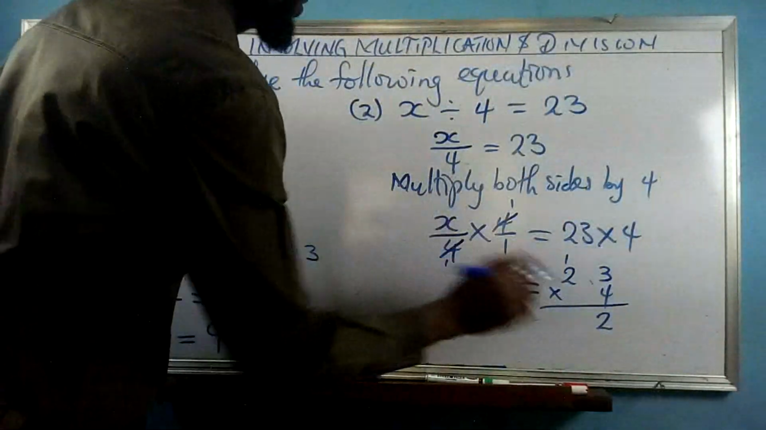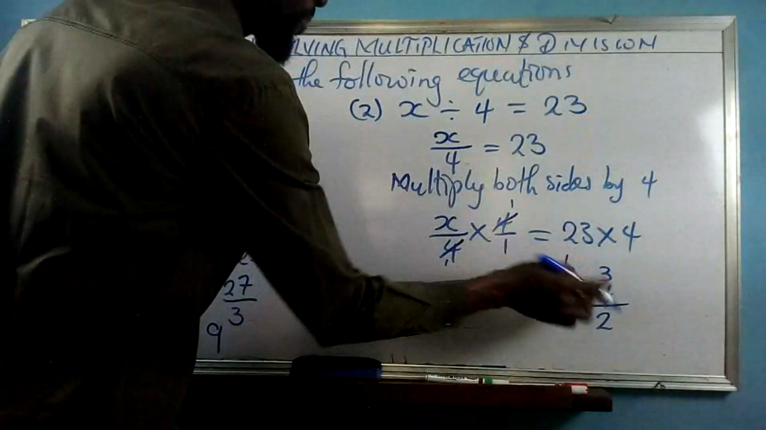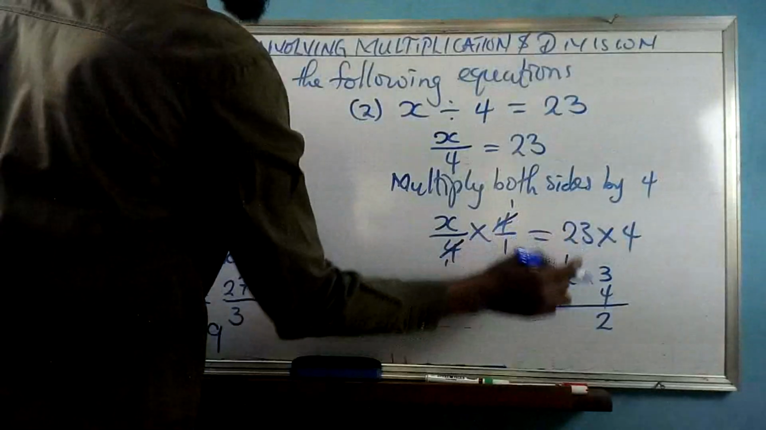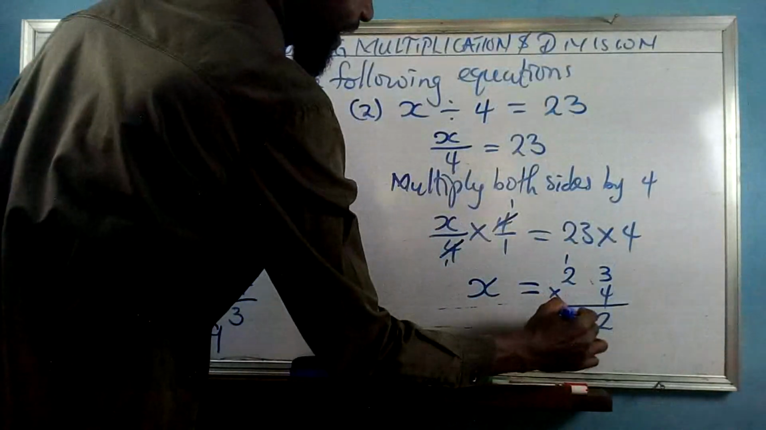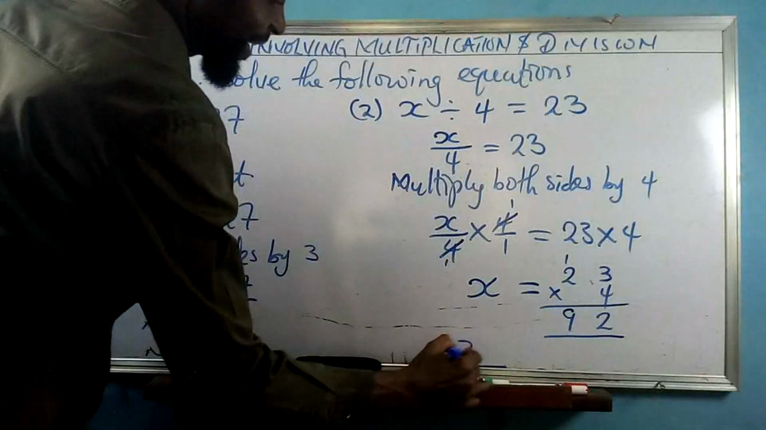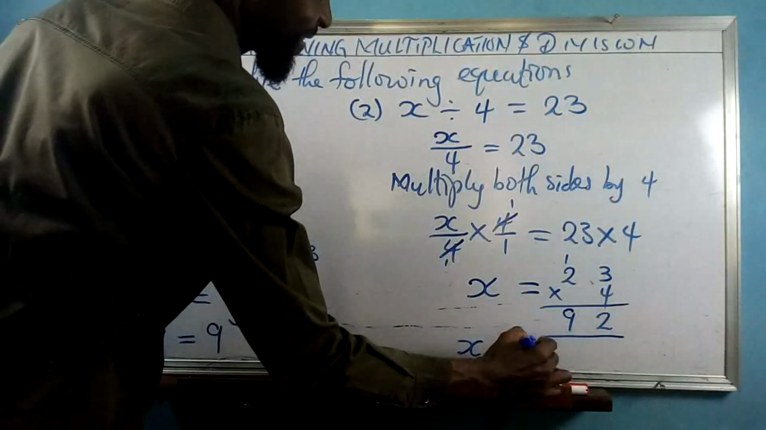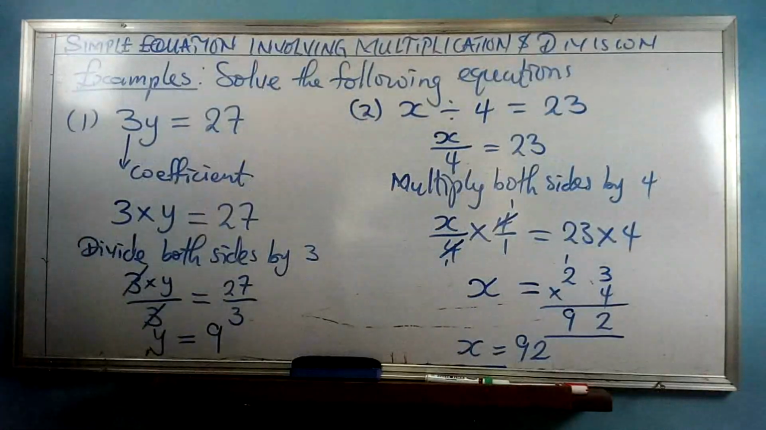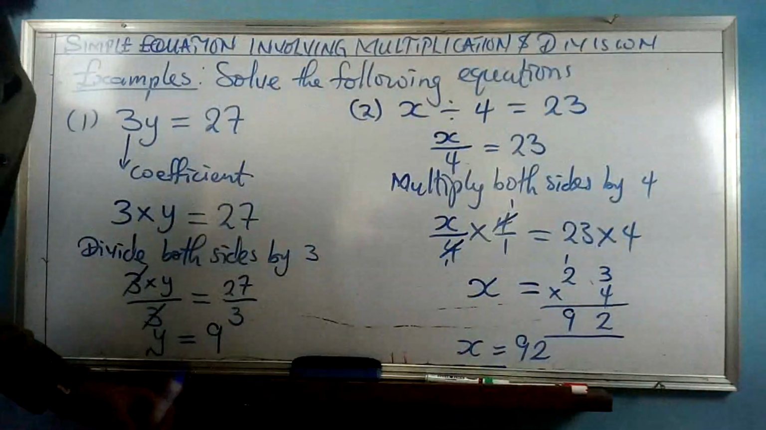So now, let's continue. 4 times 3, there is 12. You carry 1, you write 2. 4 times 2, that's 8. Plus 1 that you carry, that is 9. So our x will now be equals to 92. Do you get that now? x is equals to 92. I hope it's simple enough.